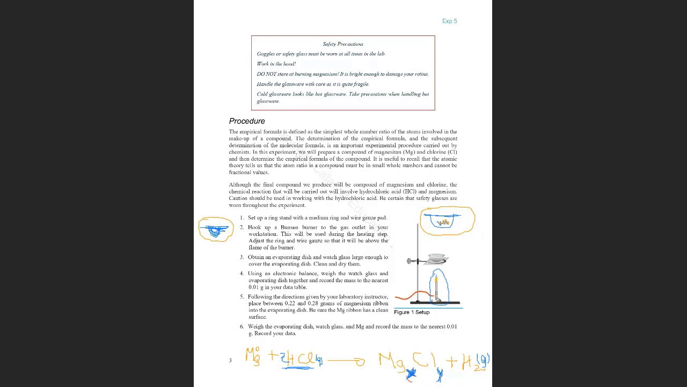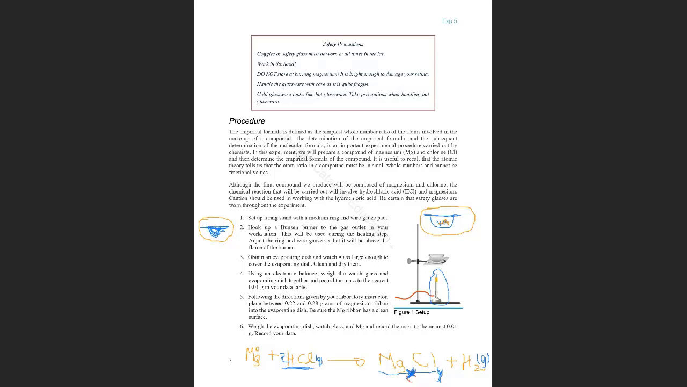again. So that means that we are going to obtain the mass of the product plus the mass of the evaporating dish plus the mass of the watch glass. And then we are going to subtract the mass of the empty watch glass and the empty evaporating dish, and that's how we are going to have the mass of the product. But in order to calculate the empirical formula, we will see in the second part of the workshop, we are going to see some examples of how to calculate it.